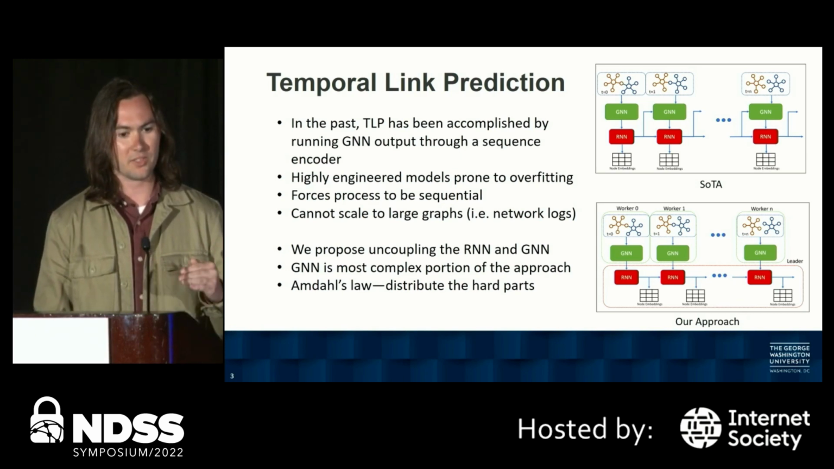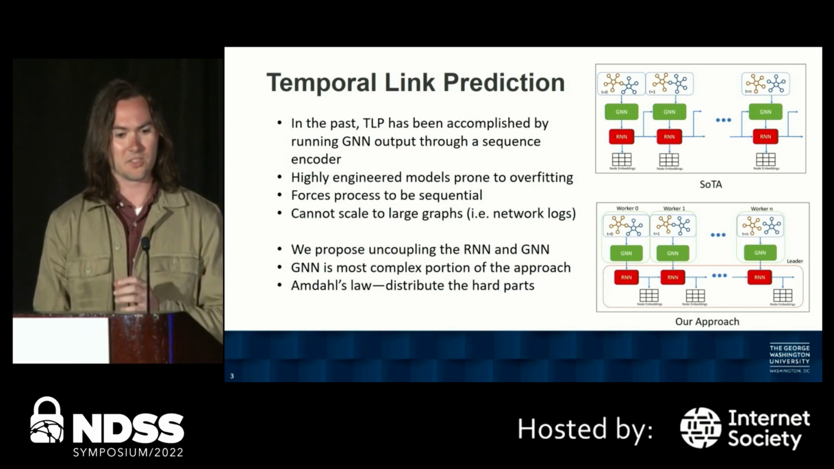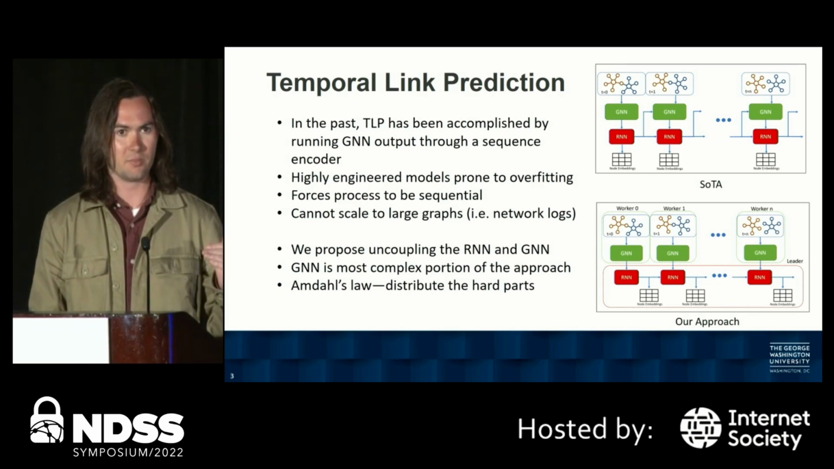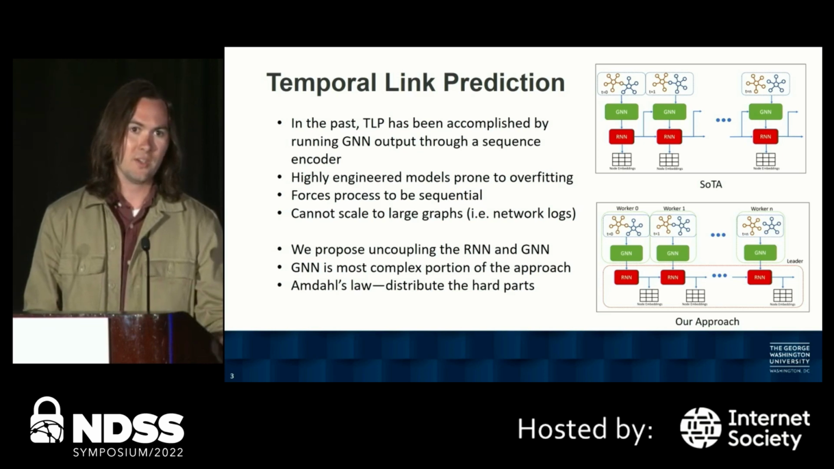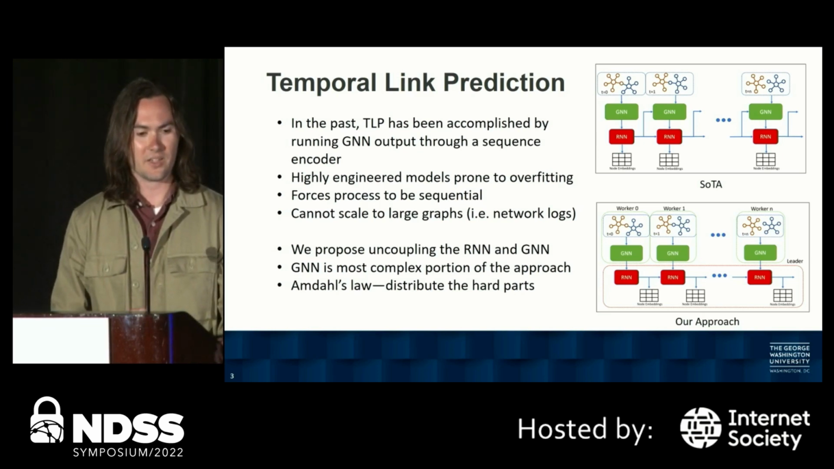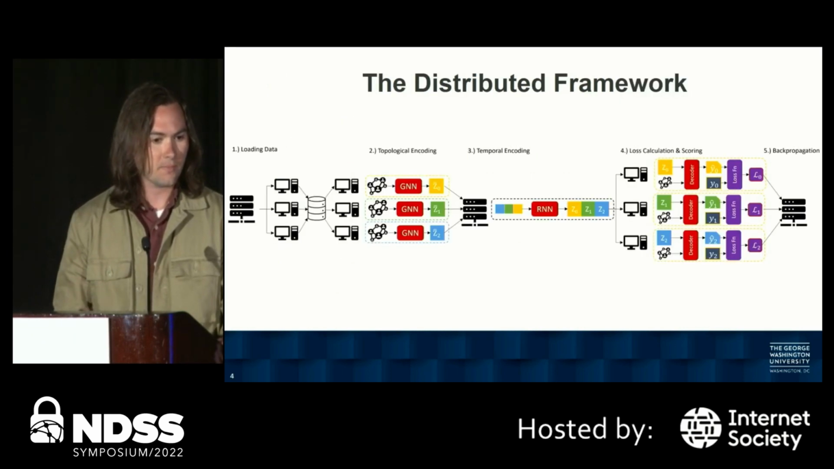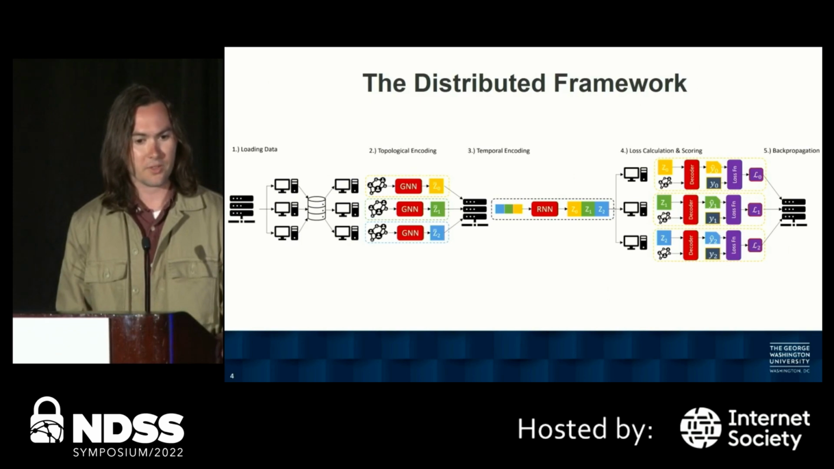So we're just going to completely ignore the time part during the graph neural network pass and wait until all the graph neural networks have finished running to then run those embeddings through recurrent neural networks. And we'll show that this speeds up the process quite a bit, and it does not affect precision in any meaningful way. So here's our framework.